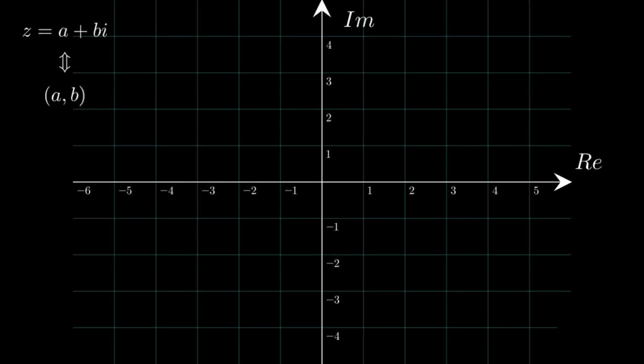Special cases include pure real numbers when b equals 0, which lie on the real axis, and pure imaginary numbers when a equals 0, which lie on the imaginary axis.